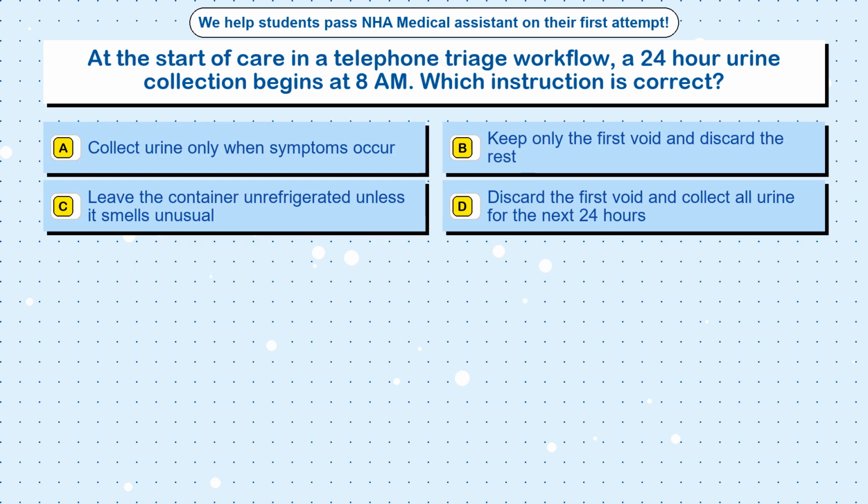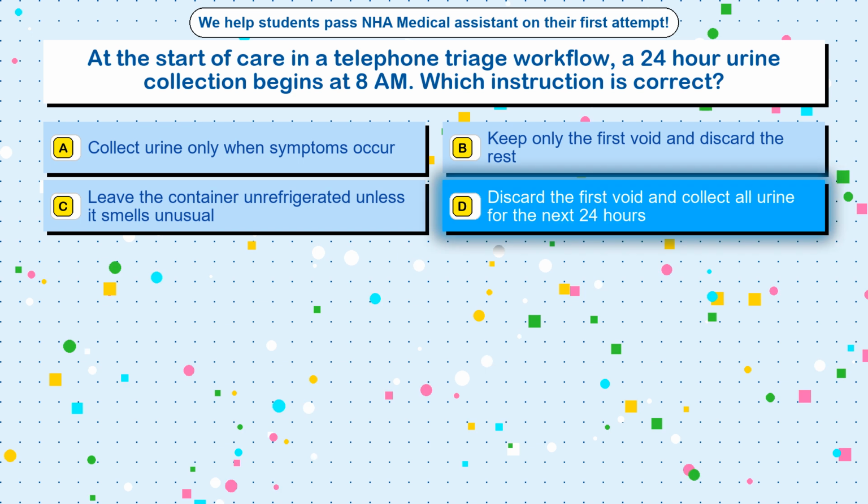Question 52. At the start of care in a telephone triage workflow, a 24-hour urine collection begins at 8 a.m. Which instruction is correct? Option A, collect urine only when symptoms occur. Option B, keep only the first void and discard the rest. Option C, leave the container unrefrigerated unless it smells unusual. Option D, discard the first void and collect all urine for the next 24 hours. The correct answer is option D, discard the first void and collect all urine for the next 24 hours.